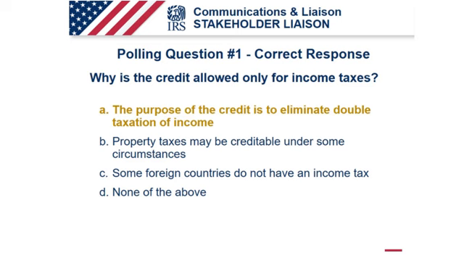Let's see how well you all did with this question, and let me just check with our team while we pull up those numbers. Thanks everybody for answering that. It looks like we still have some data coming in, so just give me a few more seconds here. It looks like 94% of you answered correctly: A, the purpose of the credit is to eliminate double taxation of income. All right, thanks, Maria. I believe it is back to you.